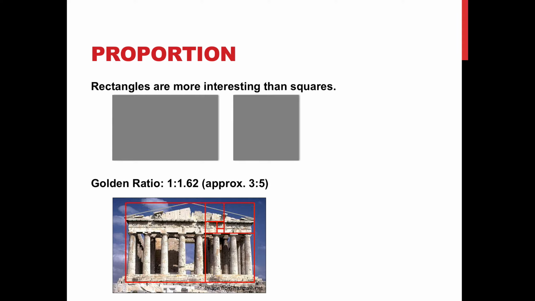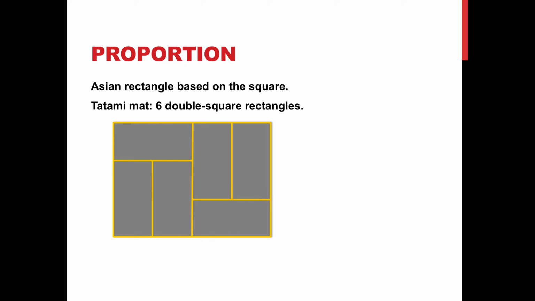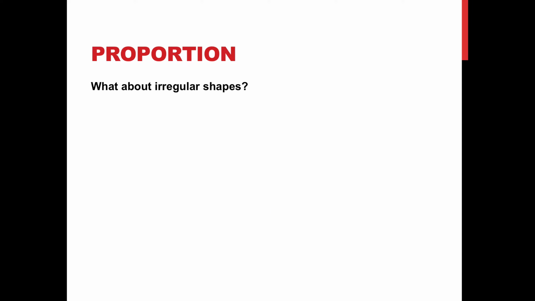That would just be silly, but I just want you to know that that is something that does exist, and that there are some numbers out there that can help you kind of figure that out. So there are a number of different ways to think about proportions. This one is called an Asian rectangle, and basically it's a large square that has a bunch of tiled rectangles within it, and so they are proportional. So that's one way to think about it.